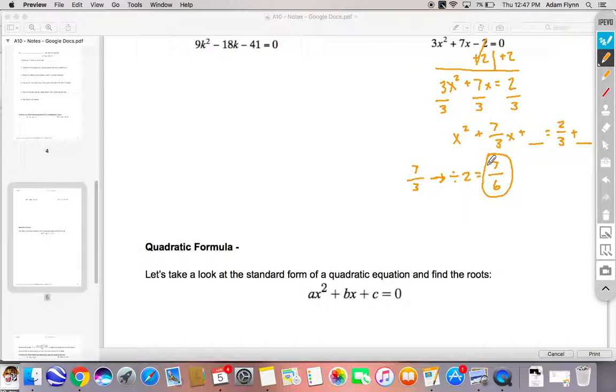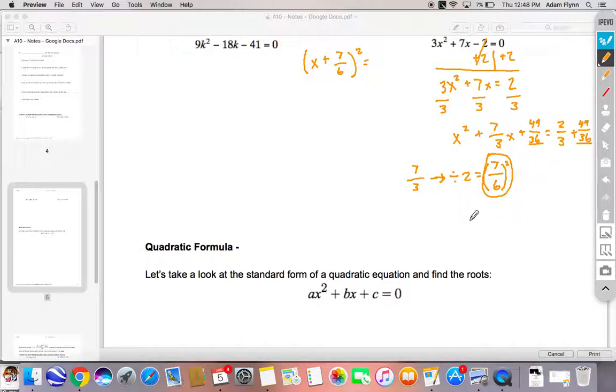But in order to fill in the blanks, I need to square my magic number. So 7 over 6 squared ends up being 49 over 36. So now I can simplify. So on the left side, I can factor it using my magic number. So I have x plus 7 over 6 all squared equals, on this side, 2/3 plus 49 over 36.